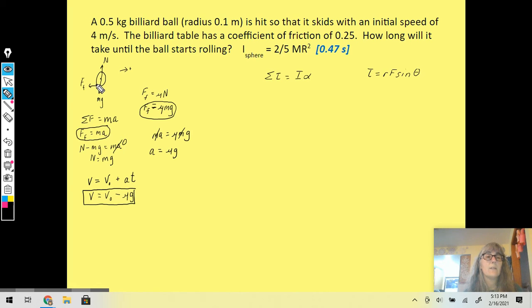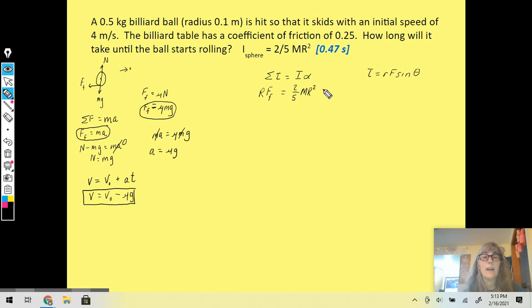And in this case, because it's 90 degrees, the sine of theta is equal to 1. So we don't have to worry about that angle. So our torque is going to be equal to the radius, which I'll use as capital R, and our force causing that torque is friction. That's the left-hand side of the equation. I is 2/5 mr squared.